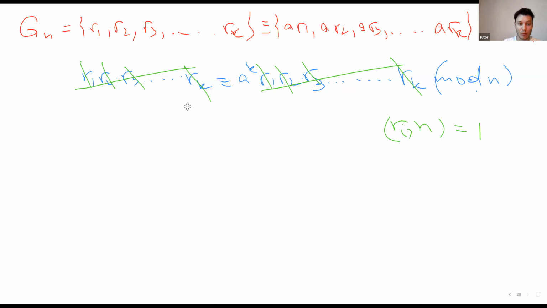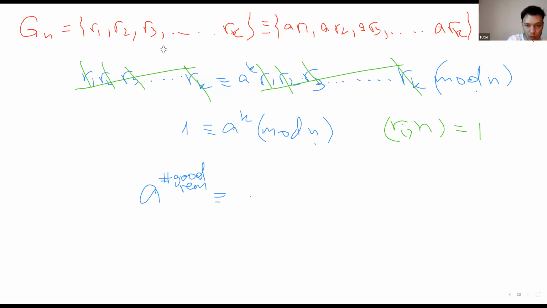So what am I going to be left with? I'm going to be left with this property that 1 is congruent with A to the K mod N. Now this is called Fermat's little theorem. So basically, you get that A to the power of the number of good remainders is going to be congruent with 1 mod N, right? And now there is a special function, which is called phi of n, which is Euler's function. And that one is actually equal to this number. So this thing in here, the number of good remainders, is called phi of n.